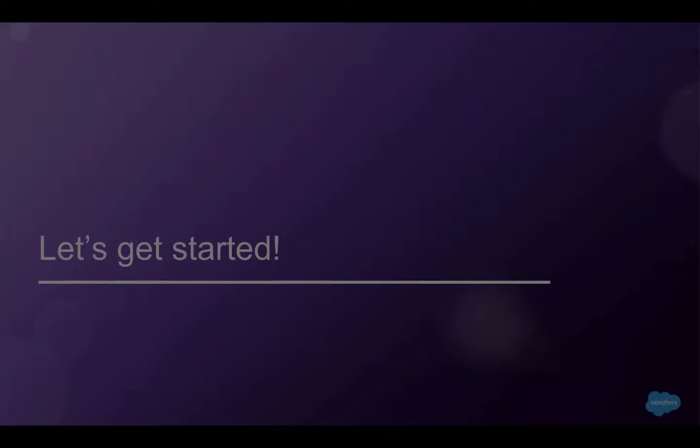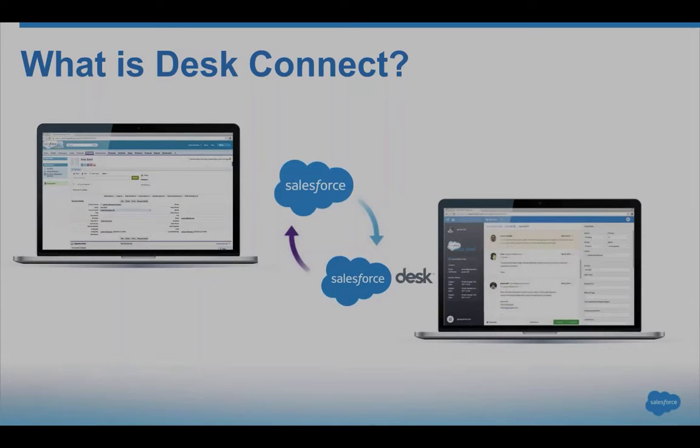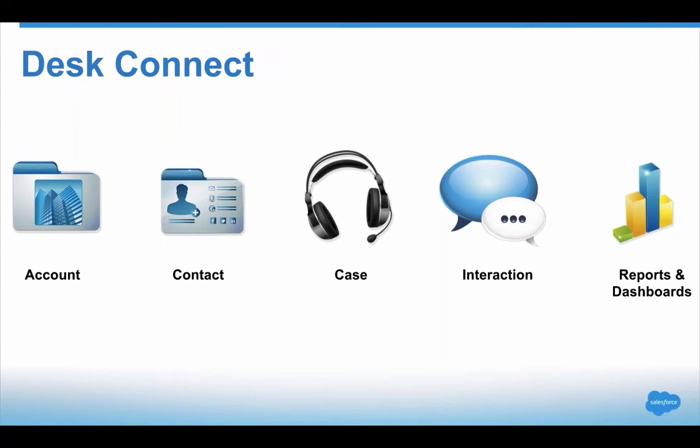All right, let's get started. So what is Desk Connect? Desk Connect is basically a bidirectional sync between Desk and Salesforce, where you have your three standard objects: account, contact, and case, syncing between the two organizations. And you also have case interactions which sync from Desk to Salesforce and back from Salesforce to Desk. And the best part about Desk Connect is that it also lets you create reports and dashboards on cases from Desk inside of Salesforce. So basically, it's just a bidirectional sync that lets you sync your account, contact, and case objects.